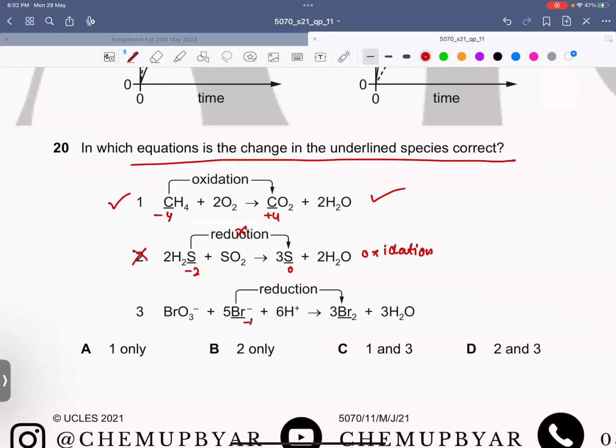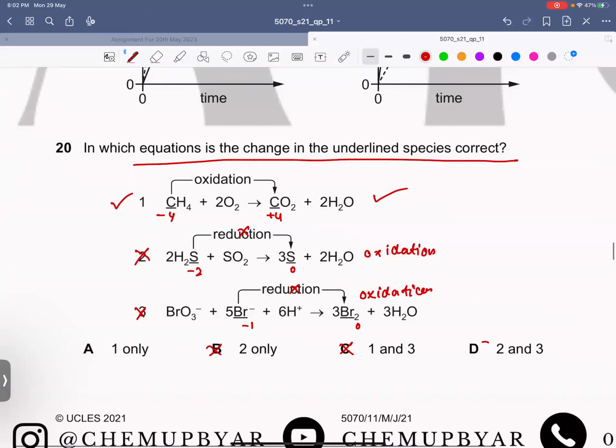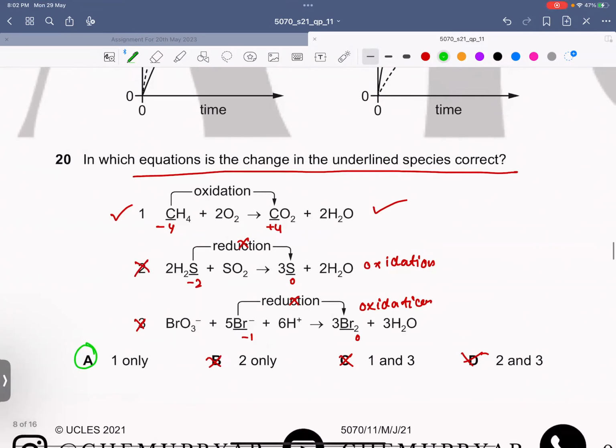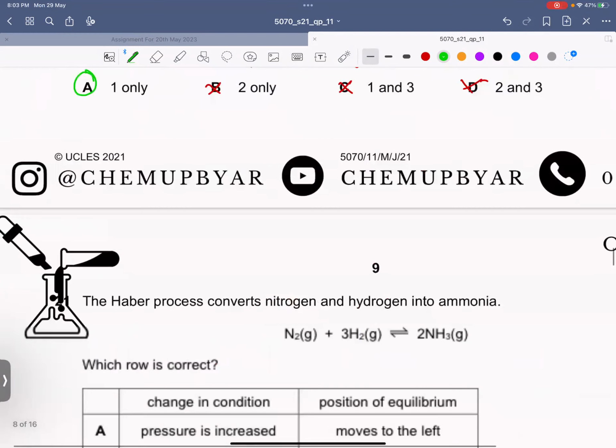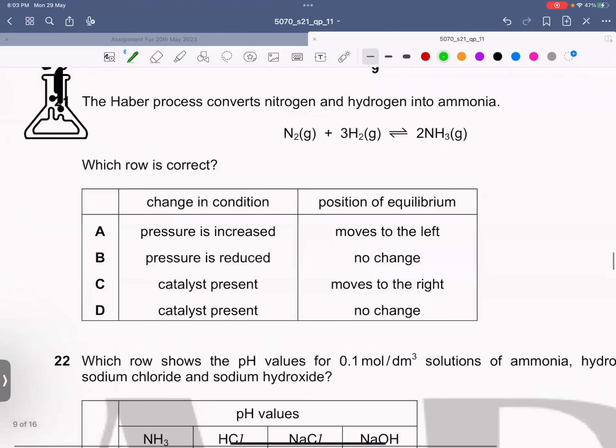Bromide is -1, which turns into bromine with a 0 oxidation number. So again, it's not a reduction, it's an oxidation. So 3 goes wrong, which means B, C, and D are the wrong ones, and A is your correct answer. Asad, Rayyan, Abdullah, and Hassan, if anybody has any doubt till question number 20, do ask. Is it clear to everyone? Yes, sir, clear. Okay. Now, question number 21.